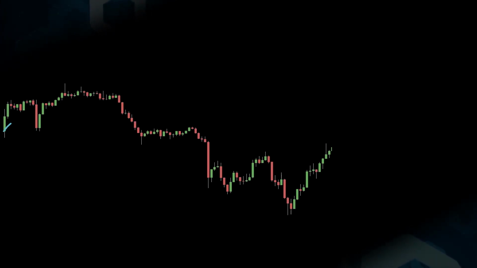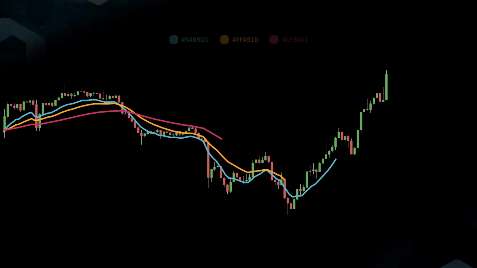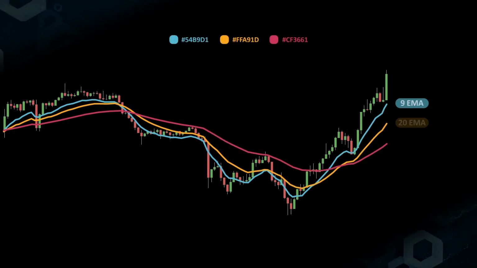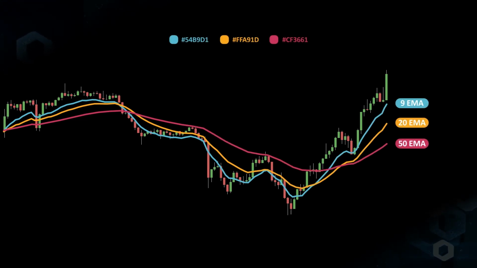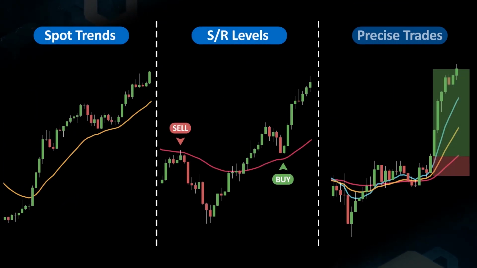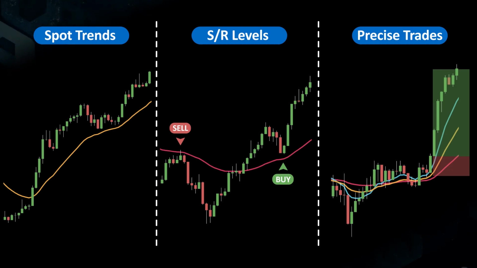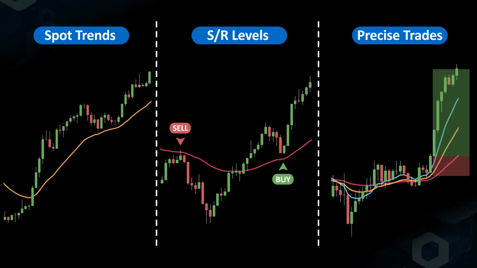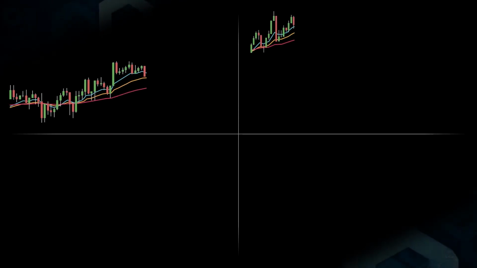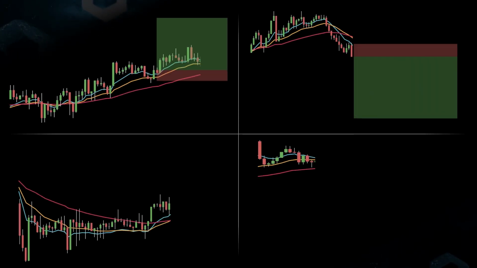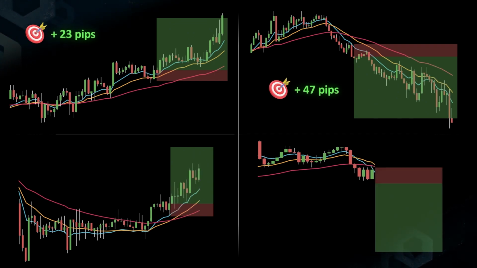We're thrilled to have you here as today we'll explore a dynamic day trading strategy that revolves around three key exponential moving averages, the 9, 20, and 50 EMAs. These moving averages are essential tools that can help you spot trends, identify key support and resistance levels, and execute precise trades. Imagine being able to confidently navigate the markets, capitalizing on profitable trades and making informed decisions with ease.